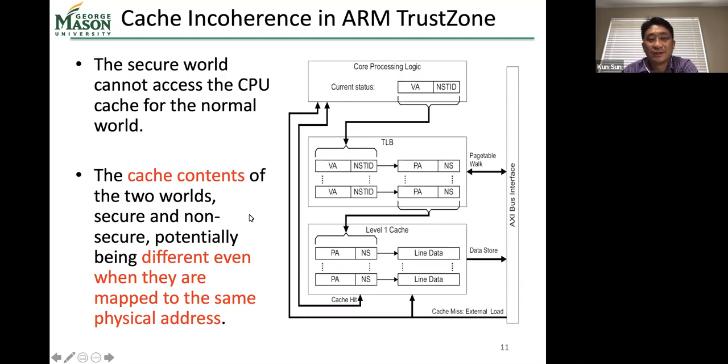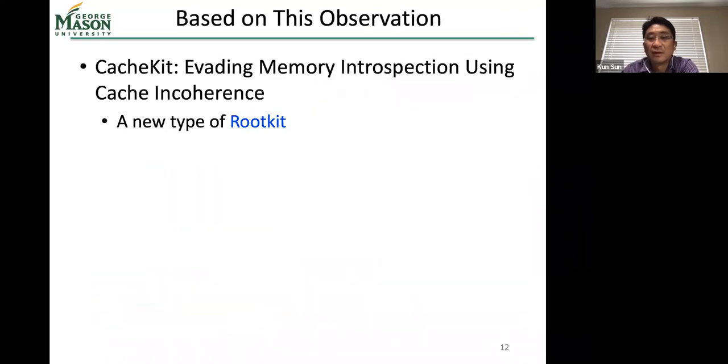Another observation is about the cache content: there can be 2 lines, one occupied by the secure world and one occupied by the non-secure world. Those contents may be different, even if they are mapped to the same physical address. We will see an example later. Based on this observation, which we call cache incoherence, we define a new type of rootkit.